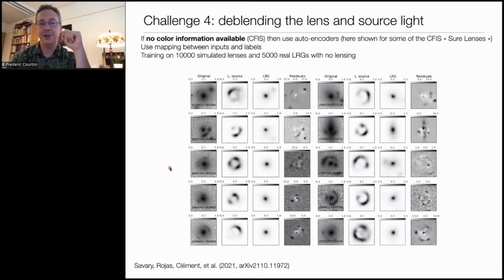But here, in Euclid, we'll have only one single band. I don't count the infrared band because the resolution and pixel size is really worse than optical. But that's probably the kind of thing we'll use in Euclid, these images.